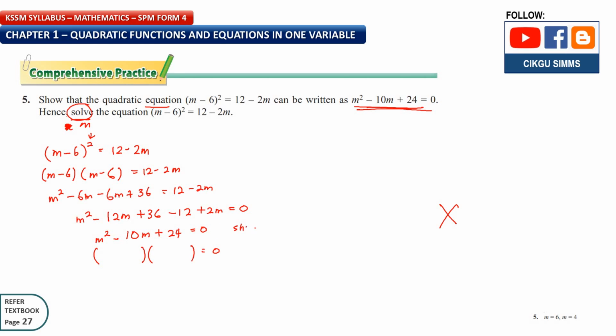And you can write "shown" here if you want, because the question asks you to show, right? Then m times m, 6 times 4, because I want to get 10, negative, negative. So (m minus 6)(m minus 4), first bracket equal to 0, second bracket equal to 0. First answer 6, second answer 4. This is my final answer.